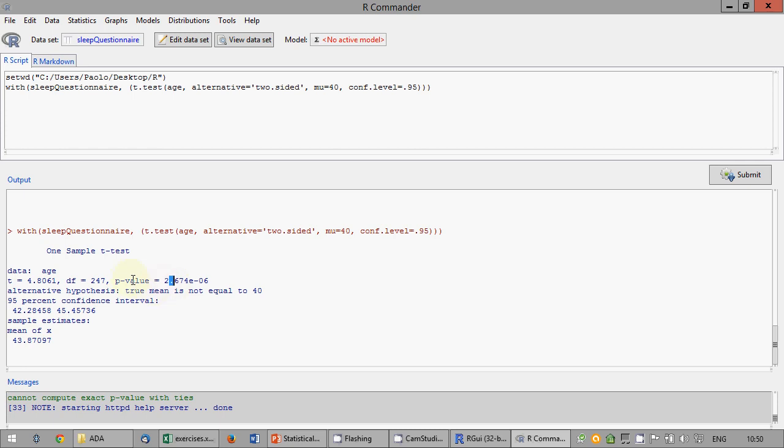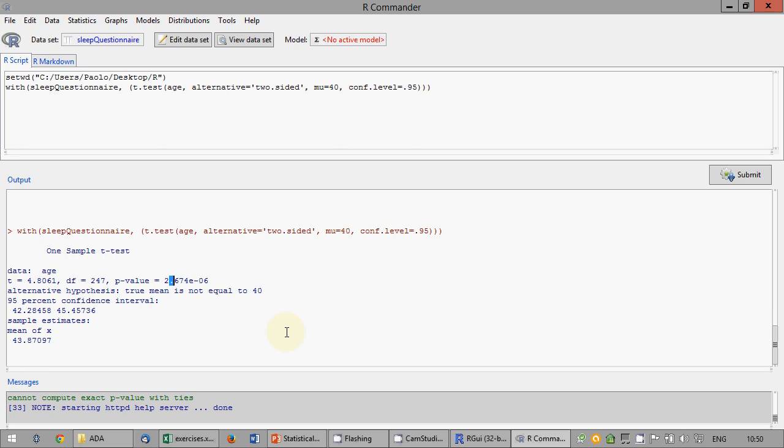So this becomes 0.00000267. So it's very, very far below 5%. Okay. And so we reject the H0 hypothesis. We are sure that the average age of the population is not 40.